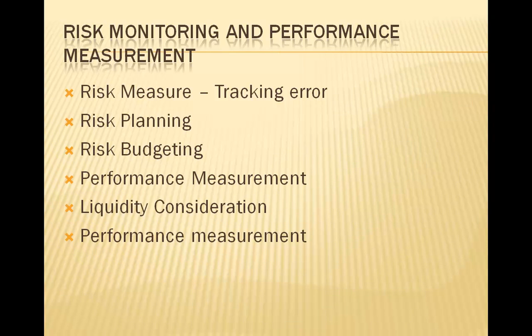Then we have four points in performance measurement. First is the comparison of performance with expectation. The second is return attribution. Then we have the Sharpe and information ratio, and comparison with benchmark and peer group. So these are the four performance measures. Now we look at the first, comparison of performance with expectation.